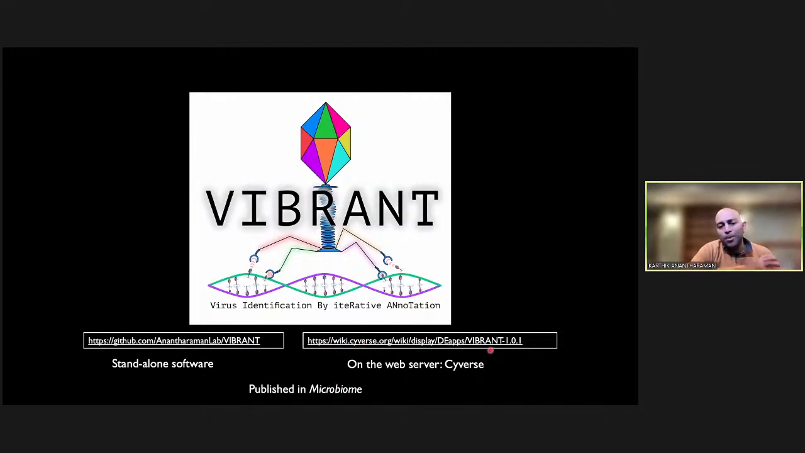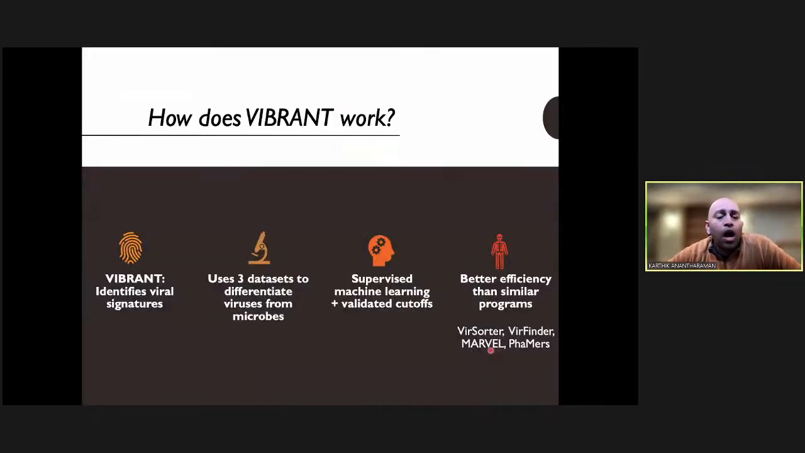Vibrant, the manuscript itself is published, so I welcome you all to check it out. But how does Vibrant really work and what can it do? Vibrant identifies viral signatures, and it uses three different databases and the annotations present in them in its model.